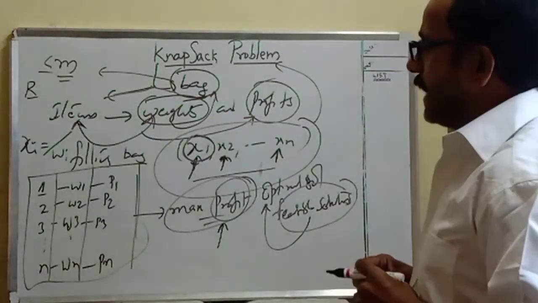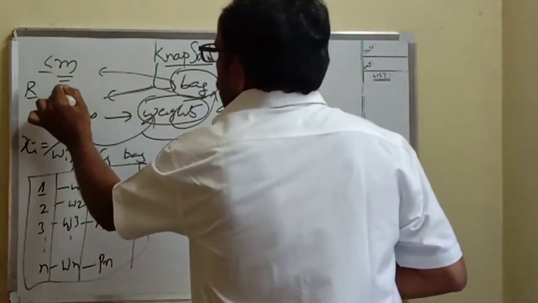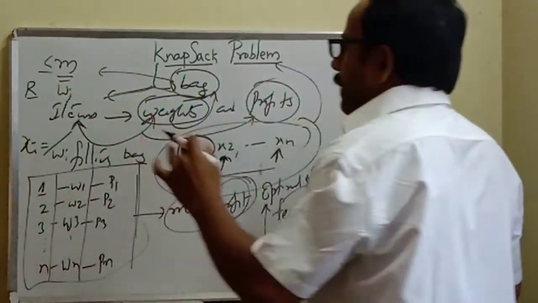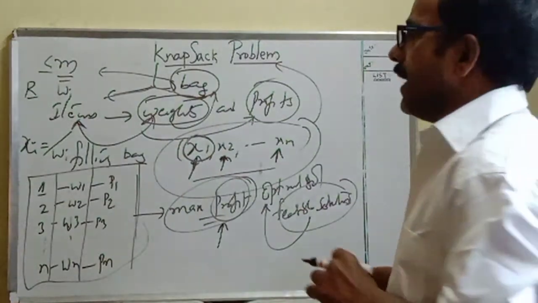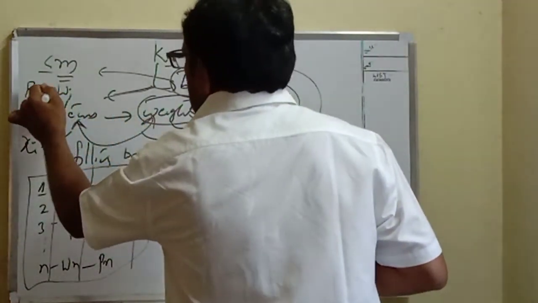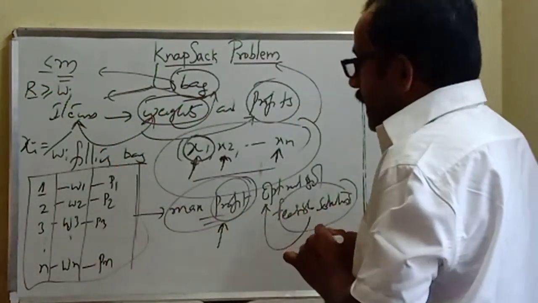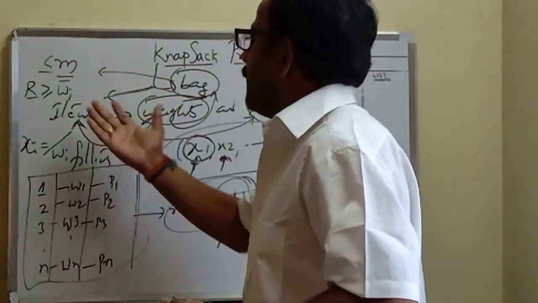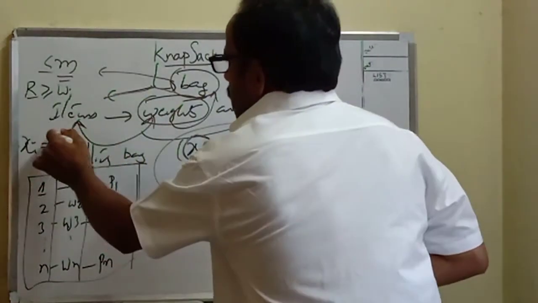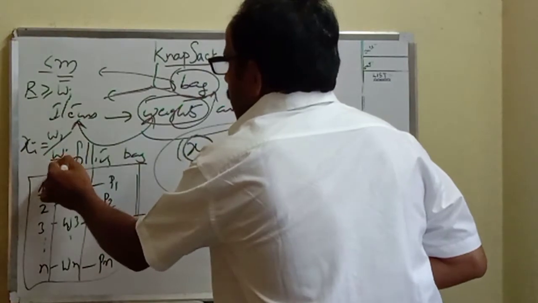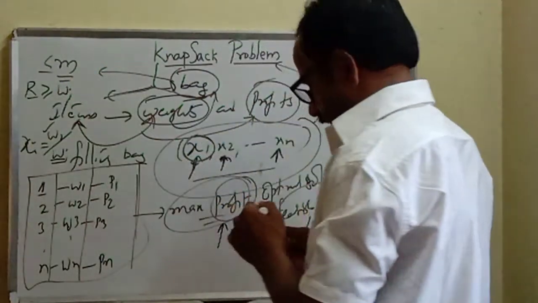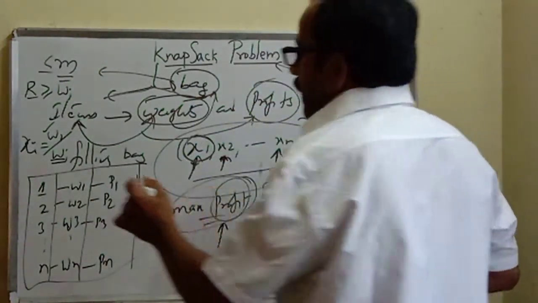Remaining knapsack capacity is R, and Wi is the ith item weight. We have already placed i minus 1 items. Suppose R is greater than or equal to Wi, so there is still space to accept the entire item completely. Then out of Wi, we can select Wi weight.